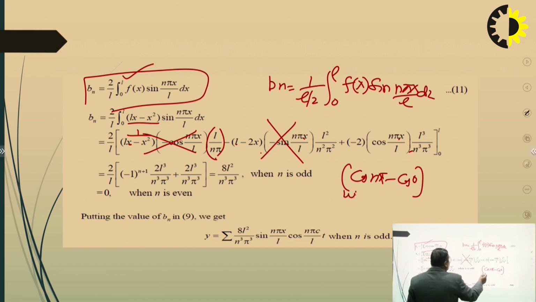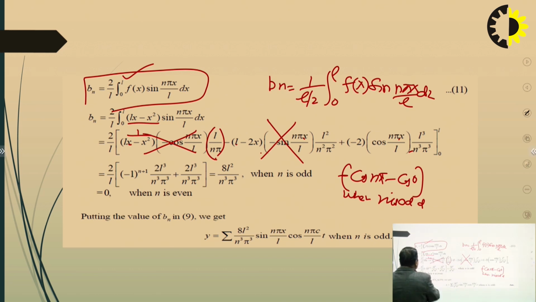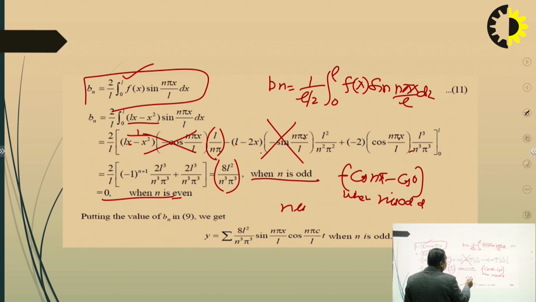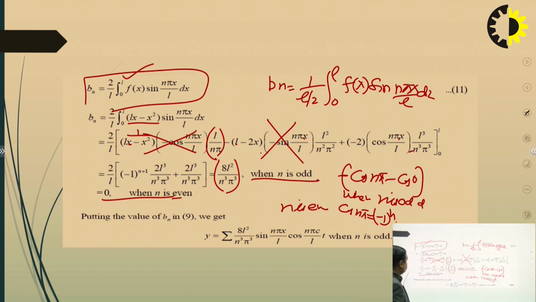And when n is odd, that becomes minus 2. So minus 2 into minus 4 becomes 8L³/n³π³ when n is odd, otherwise 0 when n is even. Since cos nπ is equal to (−1)^n, putting this value, when n is odd, that gives the value 8L²/n³π³. When n is even, the value is 0.